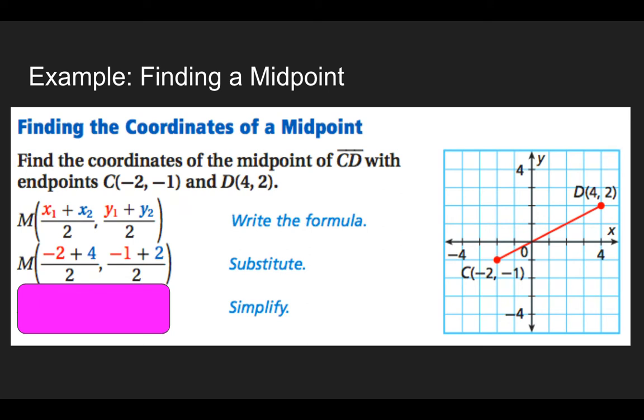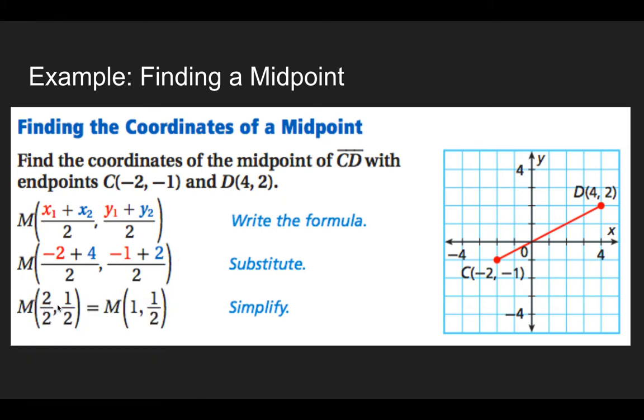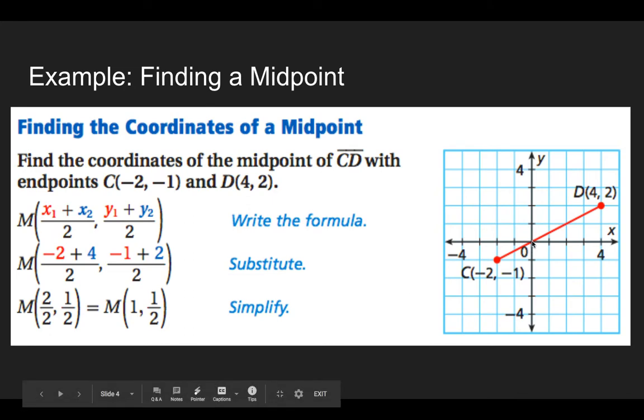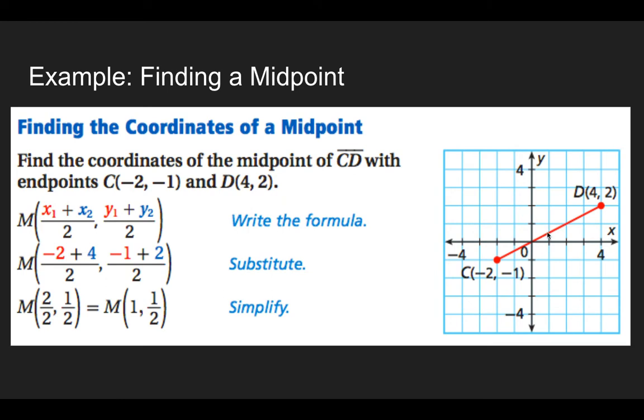So if this is x1, this would be -2 plus 4 divided by 2, and this would be -1 plus 2 divided by 2, and then we're just going to add and divide. So this ends up being 2 divided by 2, which is 1, and 1 divided by 2, which is simply a half. We can check that by counting right 1, up a half, and it does appear that we are in the middle of that line segment. Midpoint really is easy, guys, so here's a good solid example.